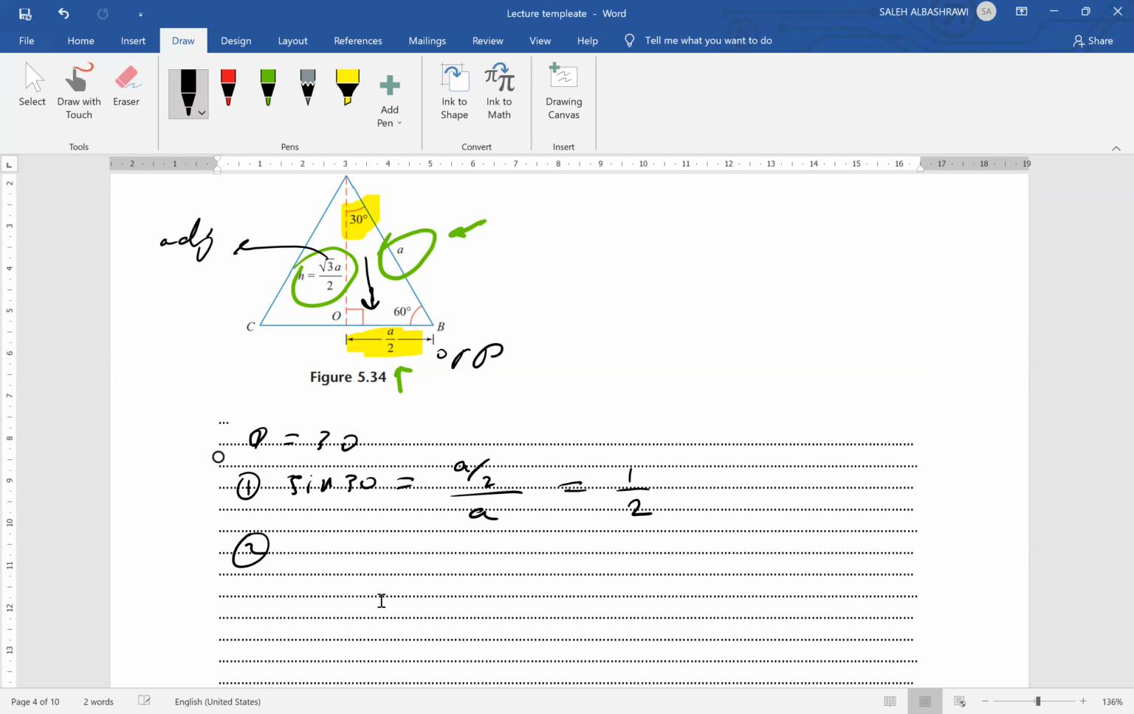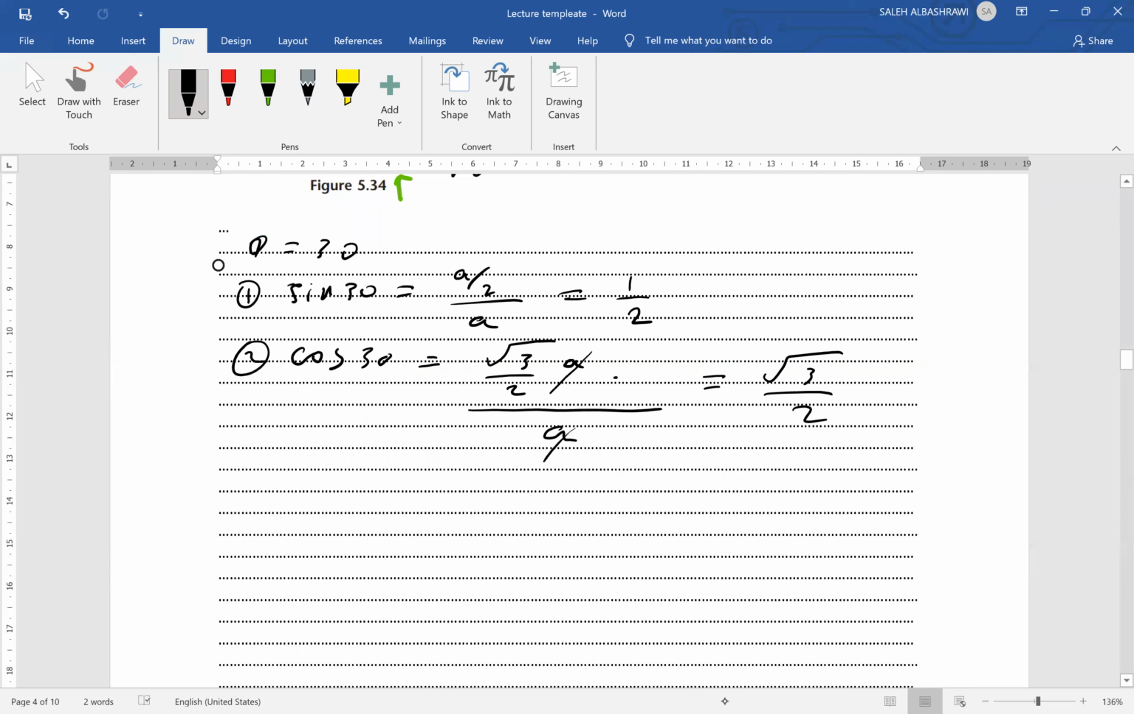Number 2, cosine 30. It is the adjacent. That will be square root of 3 divided by 2A divided by the hypotenuse. Or I can write it down, dividing by the hypotenuse. This will cancel A with A. So it is equal to square root of 3 divided by 2. So cosine 30 equal to square root of 3 divided by 2.